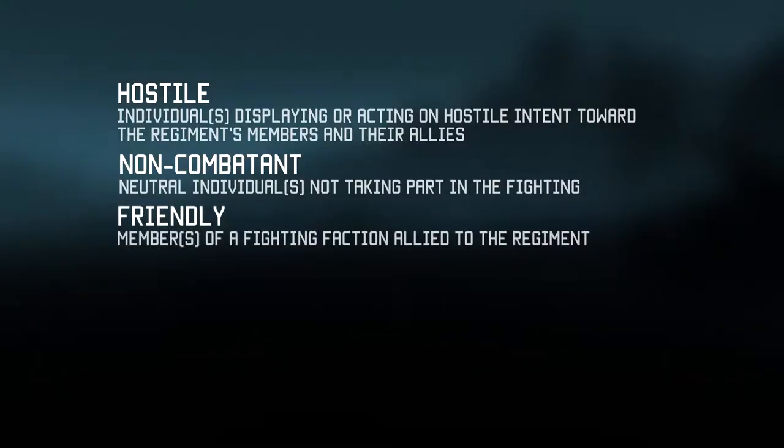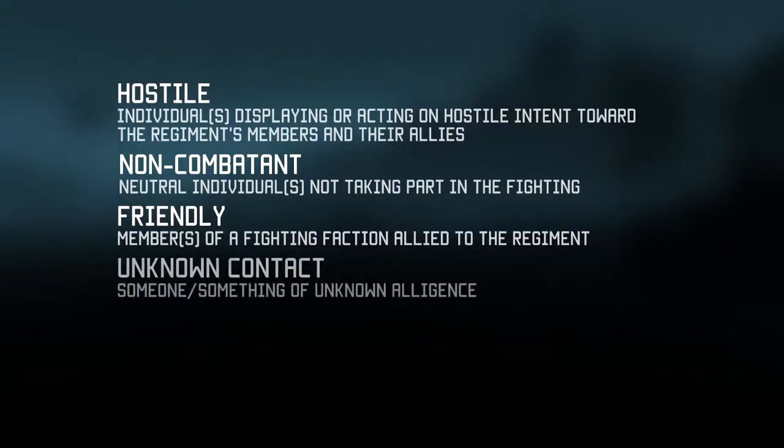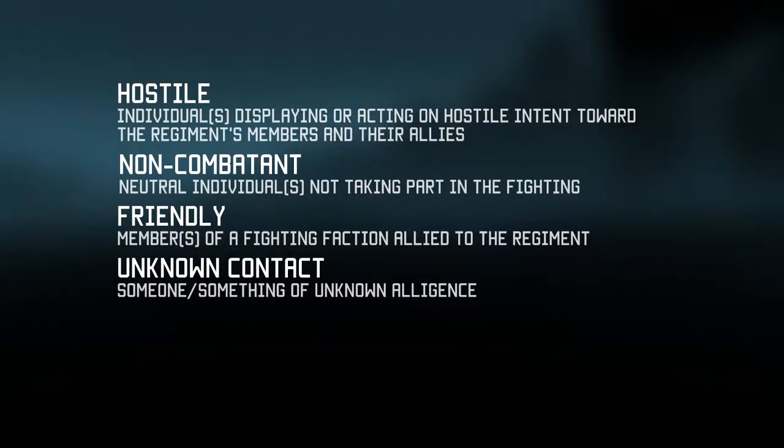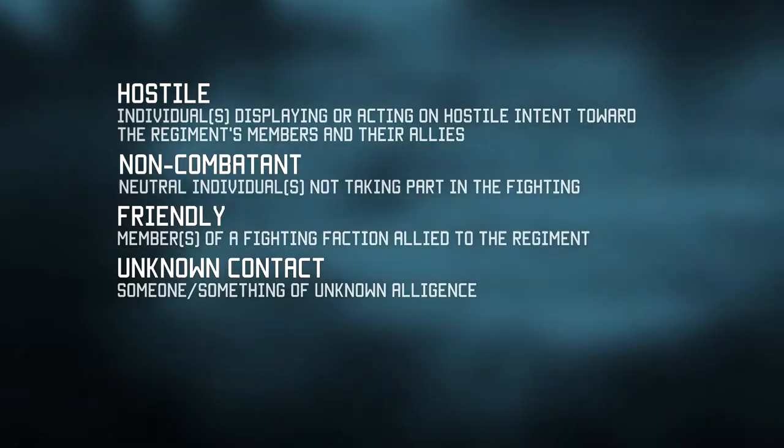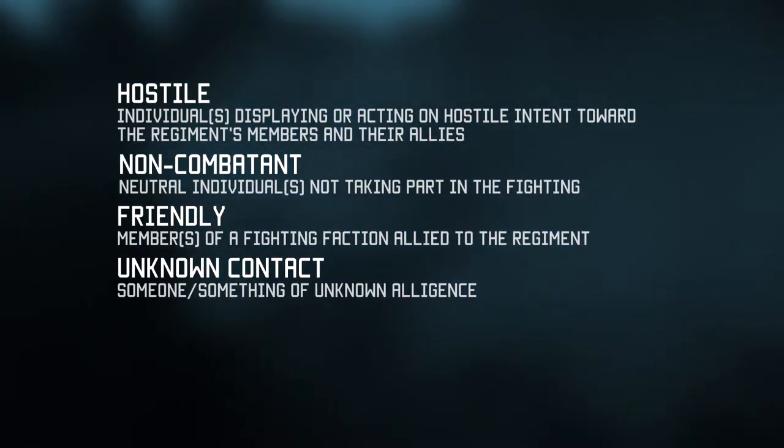Friendly is someone identified as a belligerent ally to the regiment. An unknown contact is someone or something that cannot be identified, nor is their intent identifiable. This can be due to obstructed view, whether it be distance, terrain or foliage, for example.